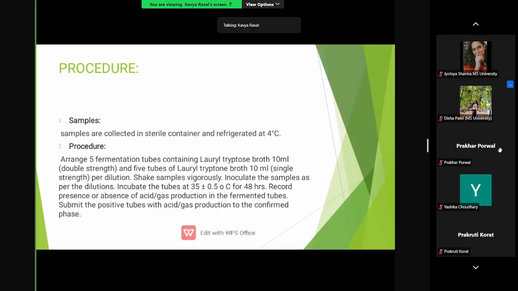Water samples are inoculated firstly into the LT broth tubes and incubated. Gas production in the Durham's tubes indicates presumptive presence of coliform bacteria. The coliform bacteria produce gas and acid in the Durham's tube. The gas which is produced by the coliform bacteria is mainly CO2 gas.